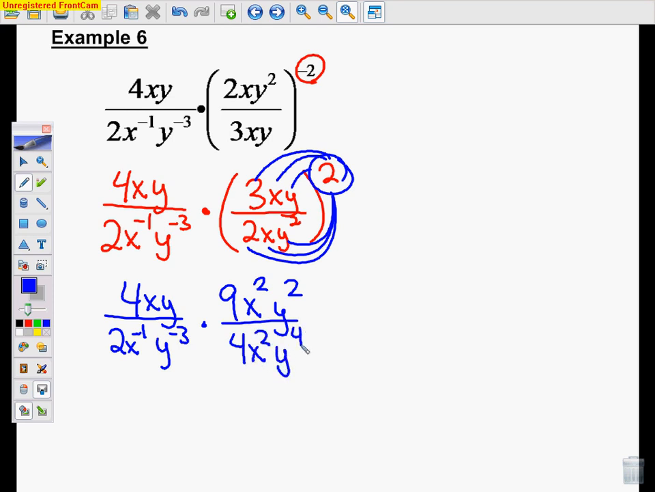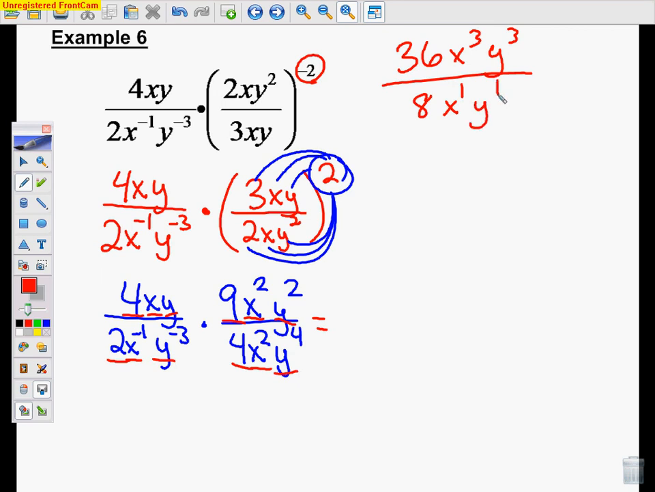All right, now let's go ahead and multiply straight across. All right, 4 times 9, I'll move it up to the top here, that's 36. X times x squared, that's x cubed. Y times y squared, that's y cubed. And down here, we have 2 times 4, that's 8. X to the negative 1 times x to the second, that's x to the first. And y to the negative third times y to the fourth, that's y to the first.